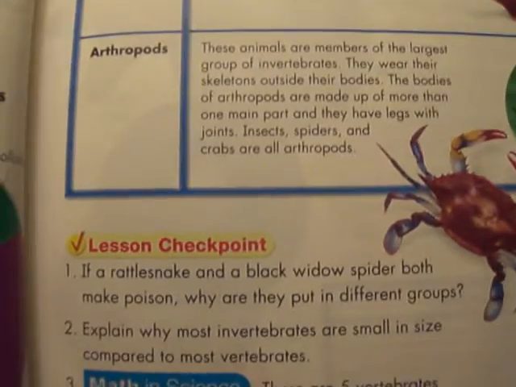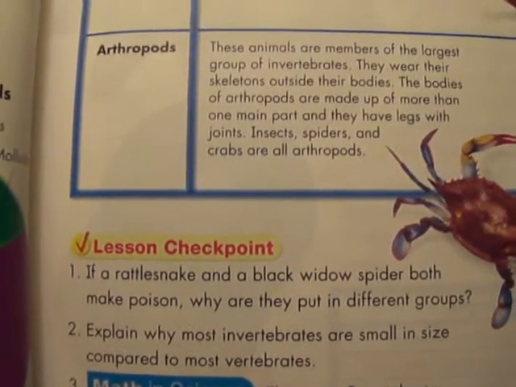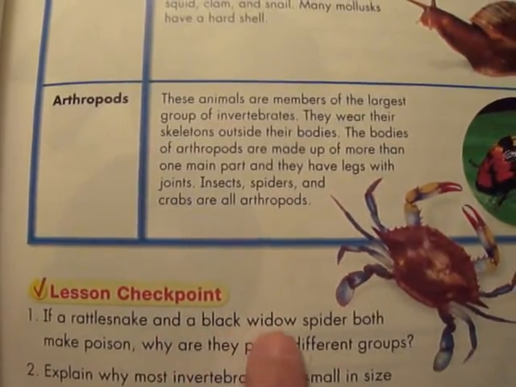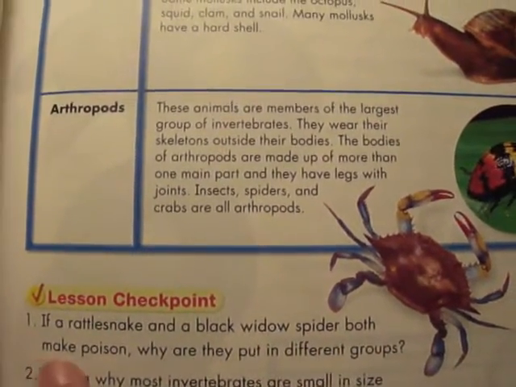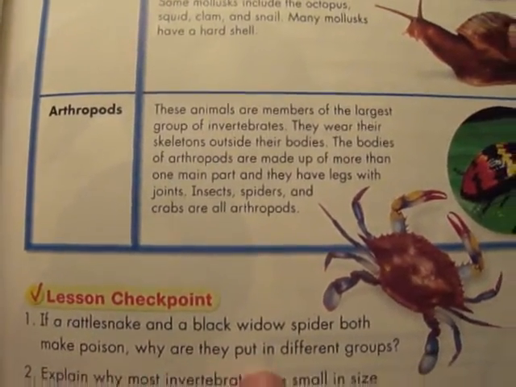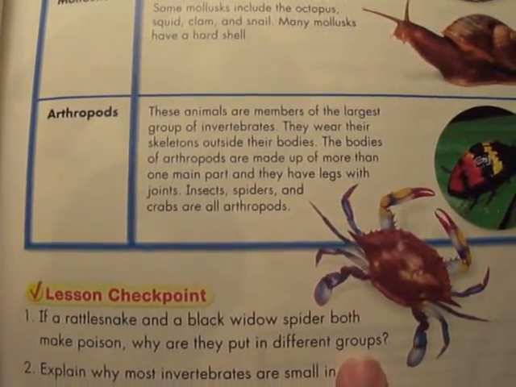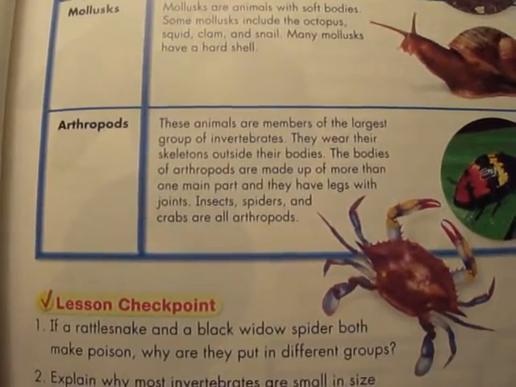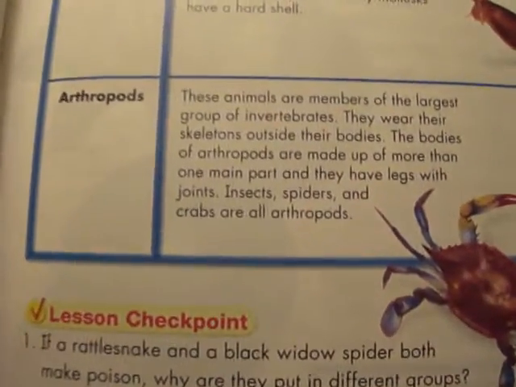Okay, and now another checkpoint question that we'll talk about in class. If a rattlesnake and a black widow spider both make poison, why are they put in different groups? Something to think about for our class discussion tomorrow.